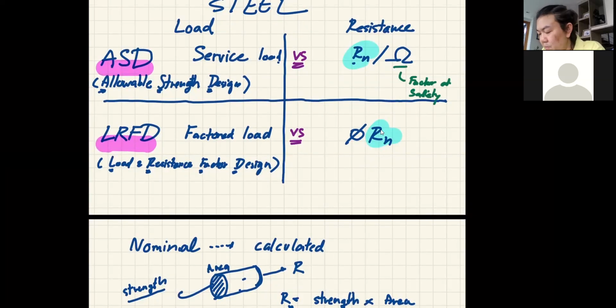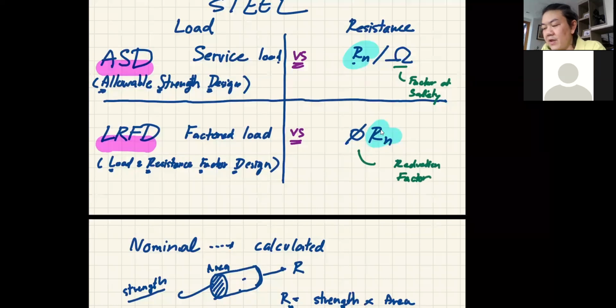And in LRFD, you must multiply with a reduction factor. Common sense will tell you that the factor of safety should always be greater than 1, because we want to make sure that our design strength is safe. So if we are going to divide our nominal strength, we must divide with a number greater than 1. In the meantime, the reduction factor should be less than 1.